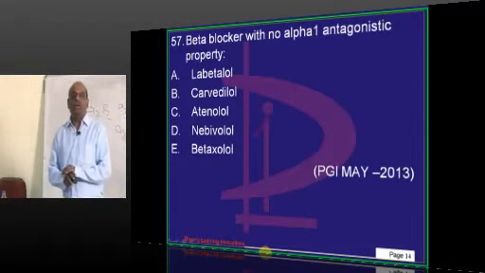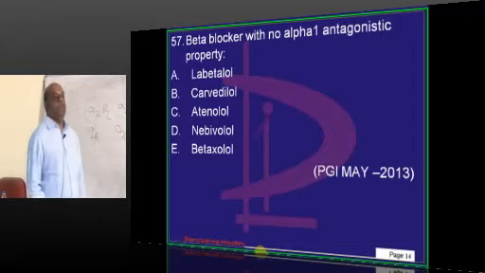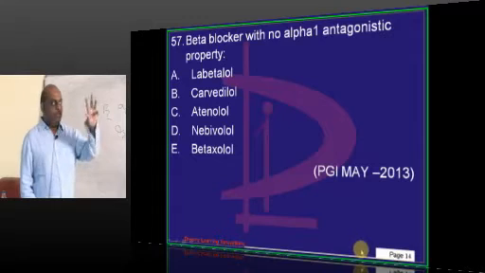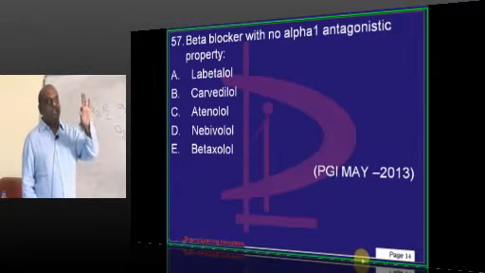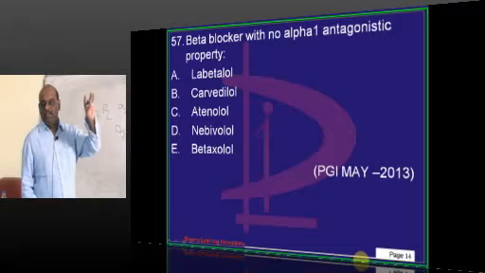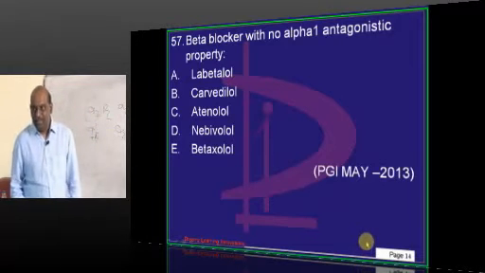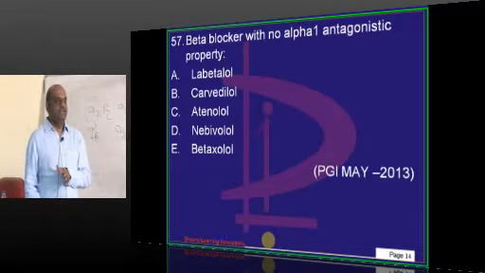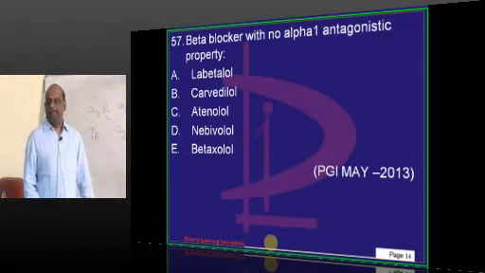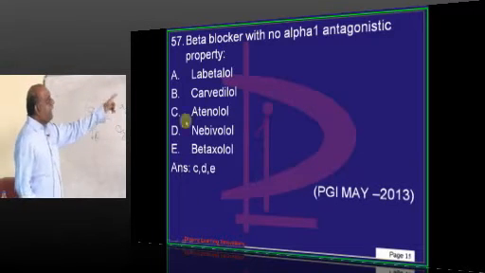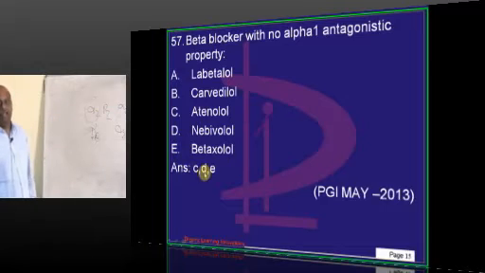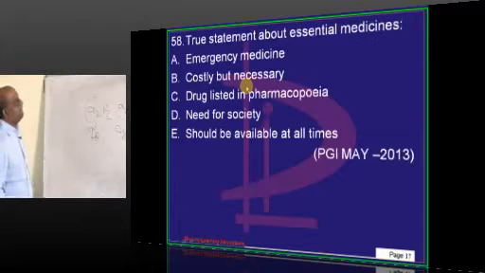Which beta blocker has no alpha 1 antagonistic property? So what is the deal? Any PGI, any NEET, any state PG, alpha blockers, beta blockers, alpha agonists, beta agonists, autonomic nervous system, and one question on cholinergic agonists, anticholinergics. There is no question paper without it, so you should remember atenolol, nebivolol, betaxolol, they don't have it, but labetalol and carvedilol, how are they? Both alpha and also beta blockers is what you have to basically understand.